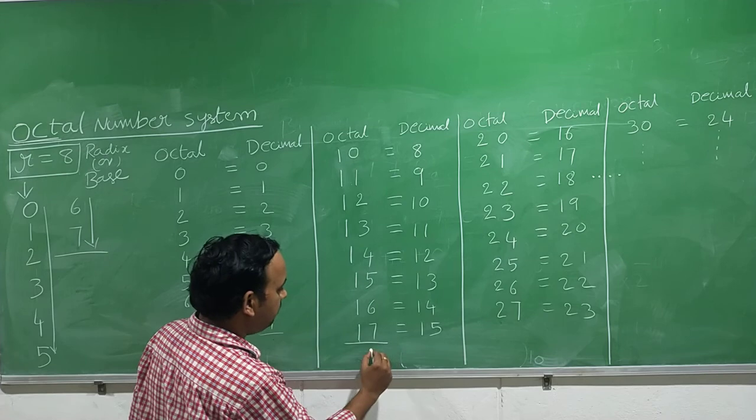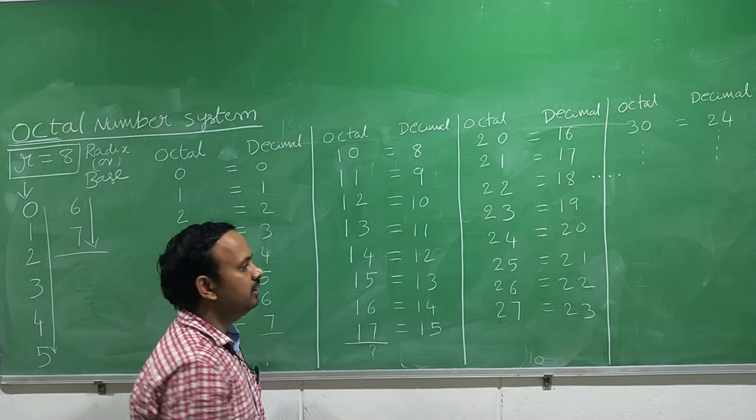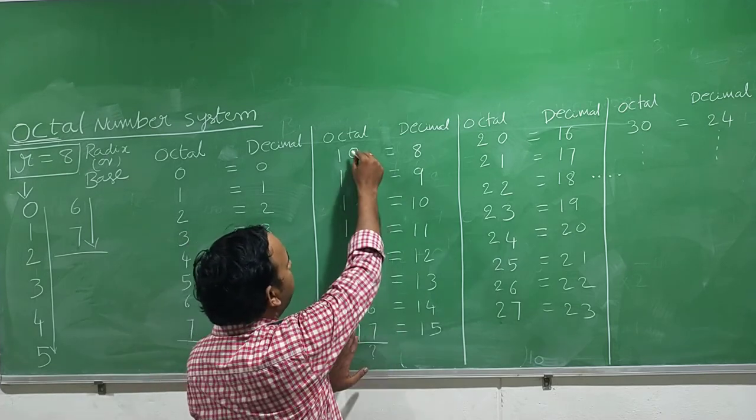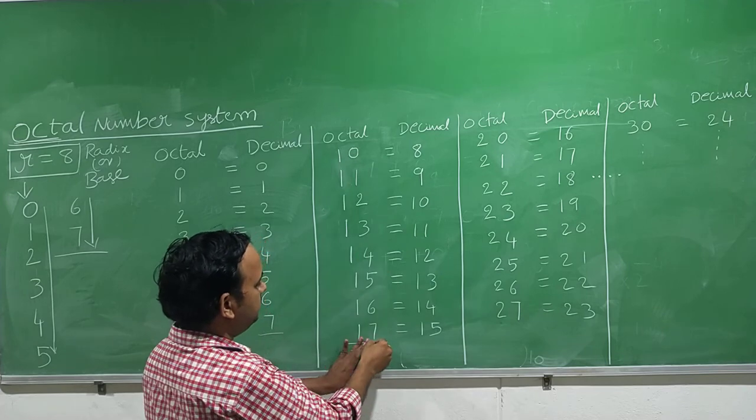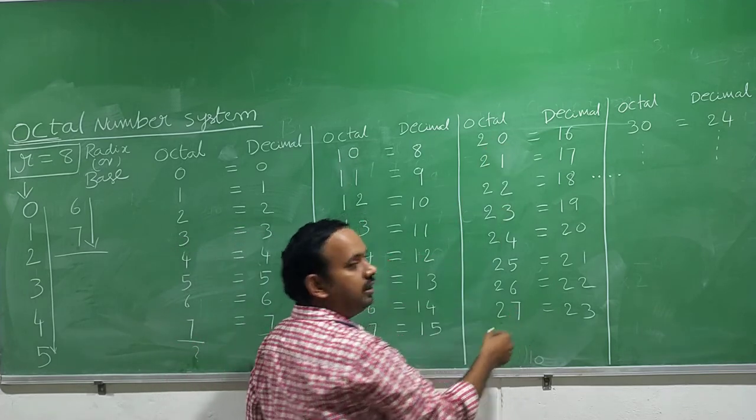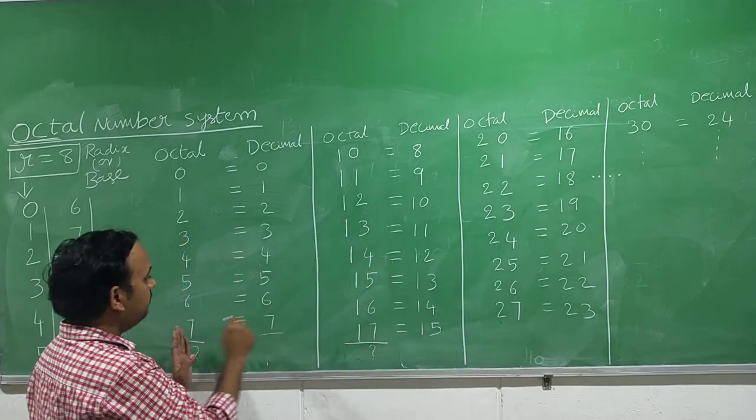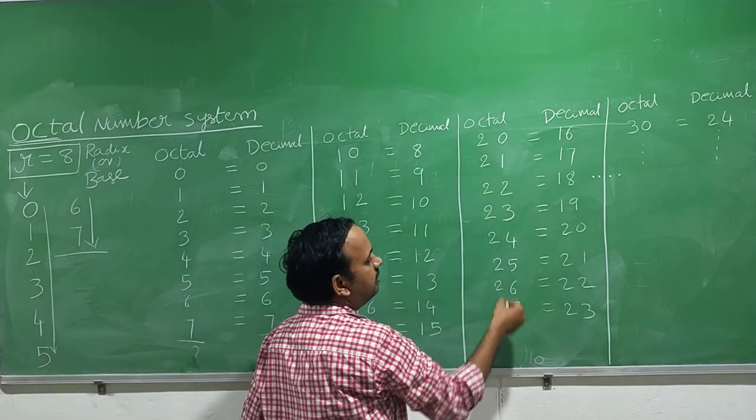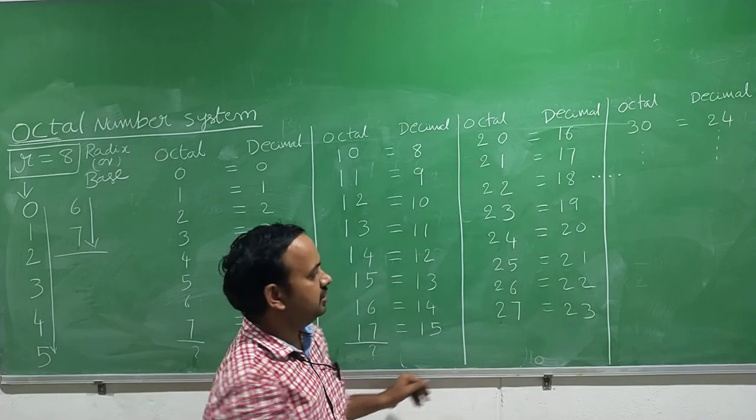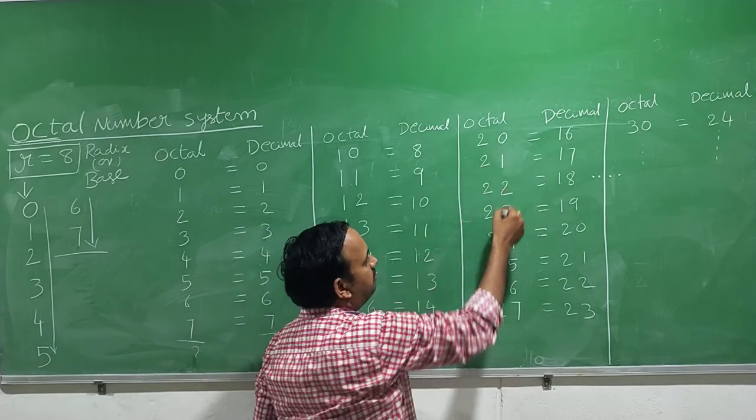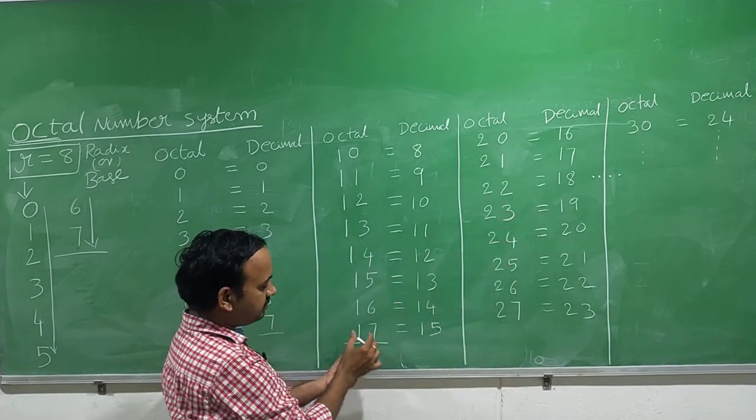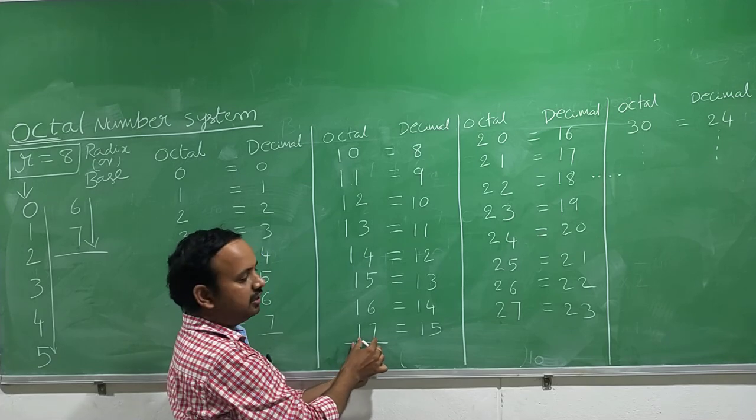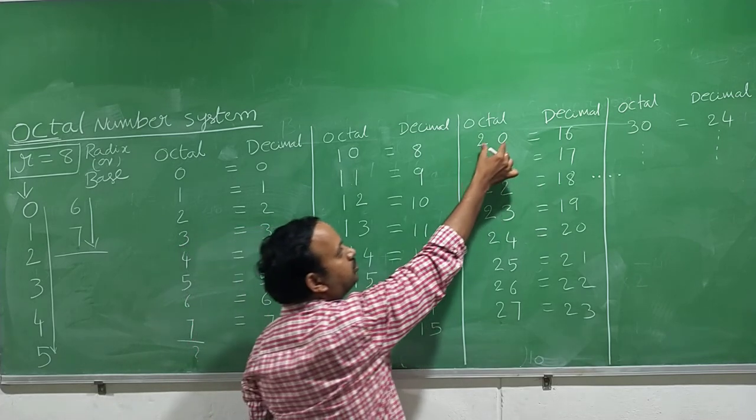For the sake of clarity, we will see one more thing. After 17, what is the next number? You repeat the primary sequence 0, 1, 2, 3, 4, 5, 6, 7. How many times have you repeated it already? The first time you have repeated. Now the second time you are repeating, so you keep 2 in front of the digit of that particular sequence. So you will get 20, 21, 22 like that. After 17 in octal, you will get 20.